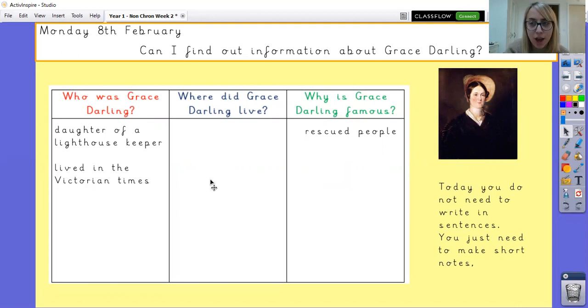Okay, year 1, I hope you enjoy finding out more about Grace Darling, maybe with someone at home who can help you with the reading today. Now, remember, you don't need to write in sentences, just make short notes, maybe 3 or 4 for each of these subheadings. So make sure that you take a picture of all your wonderful research, put it on Dojo, so that we can see the wonderful home learning that you are doing. Good luck, year 1s.